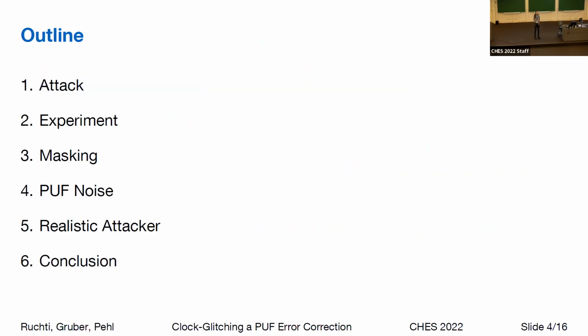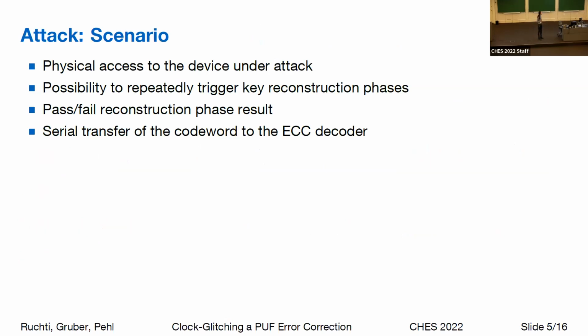I'm going to go over the attack itself, how it works on a bit level, and how we actually verify that it works in practice, what our experiment looked like. Then I'm going to say a few words about masking, which might be in place as a side channel countermeasure on the system, how the attack is influenced by PUF noise, and last but not least, a more realistic, much more limited attacker model, and whether the attack is still possible there.